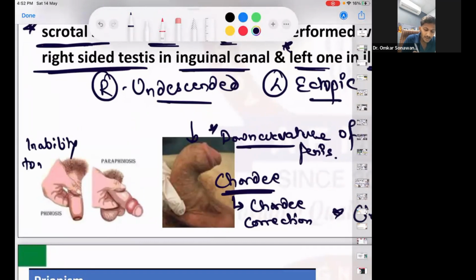phimosis. Inability to retract the foreskin is called as phimosis. And phimosis is normal up to what age? Anybody? Phimosis is normal up to what age? Say quickly.